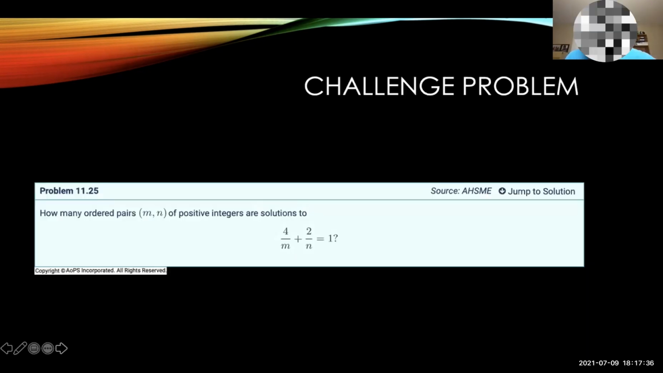And then there's one last challenge problem that I'm going to have you guys try to do. I'll give you 5 minutes for this one. And then again, just type your answers in the chat if you know it.